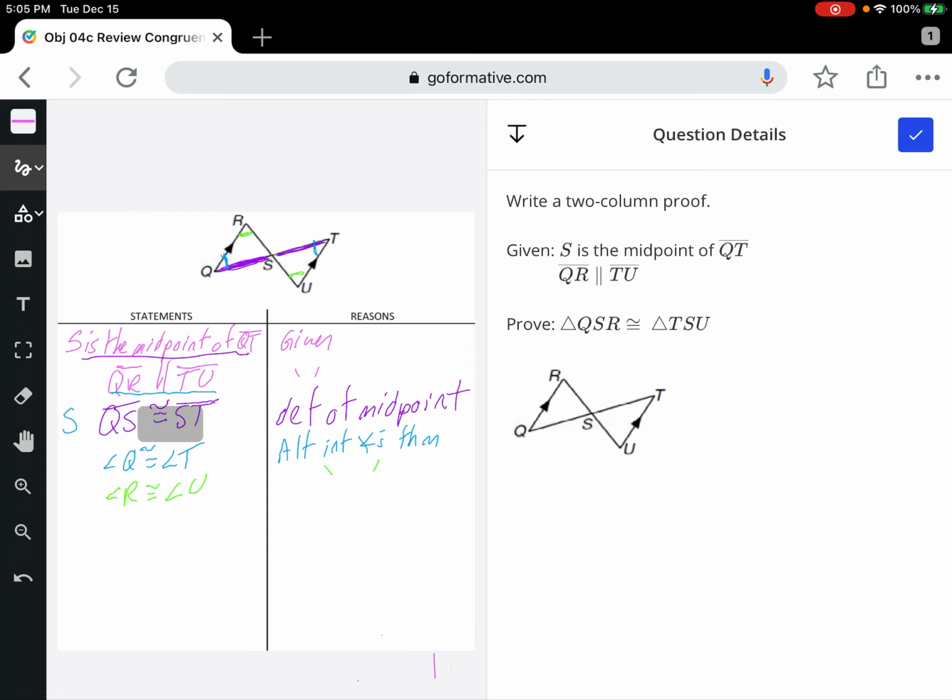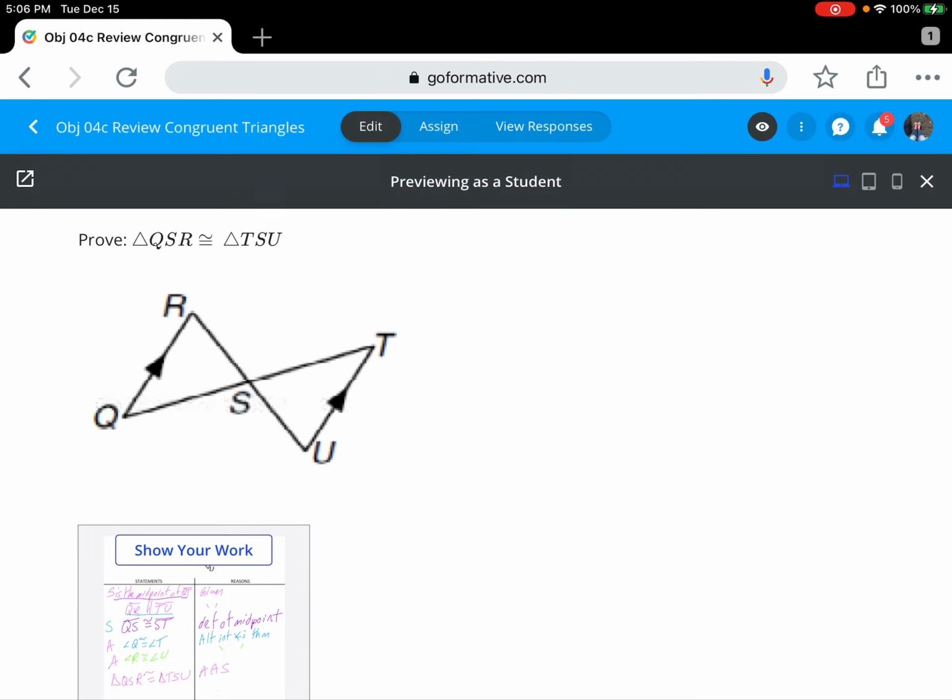But I have enough information now because I have two angles and a side, and I make sure, is my side included? Well, I have an angle here, but I don't have an angle on the other end, so my side is not included. I know triangle QSR is congruent to triangle TSU by angle, side. Okay, so that's that one.